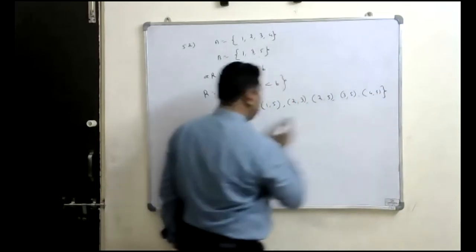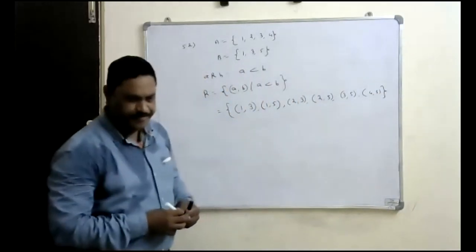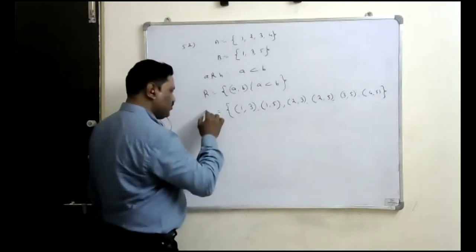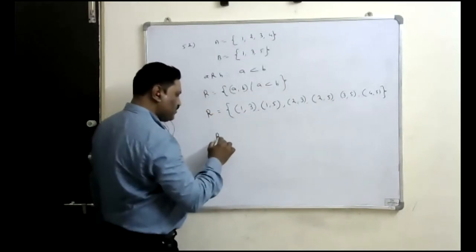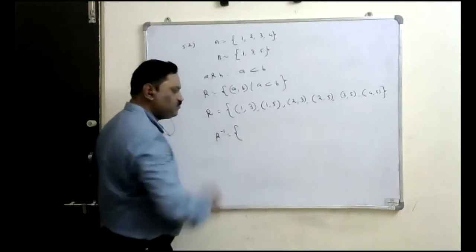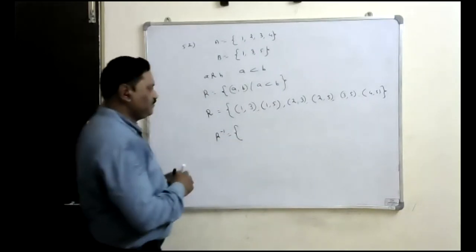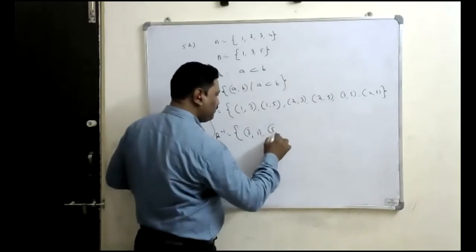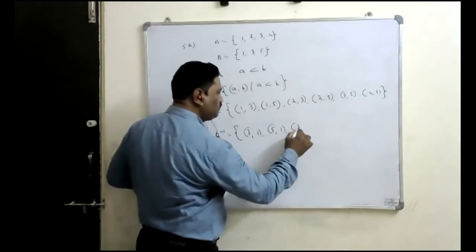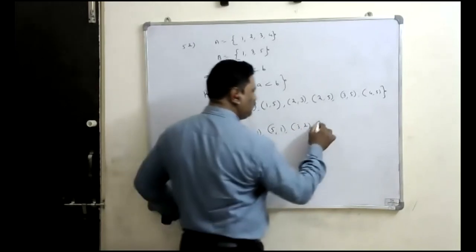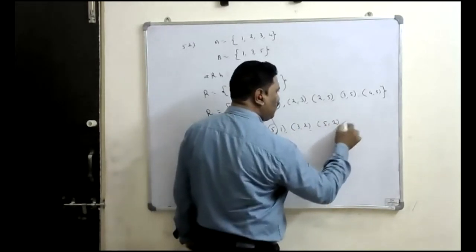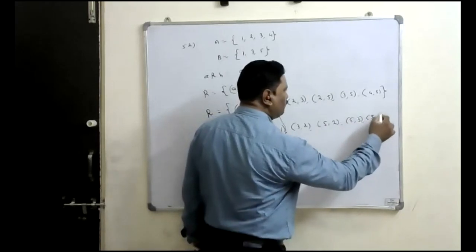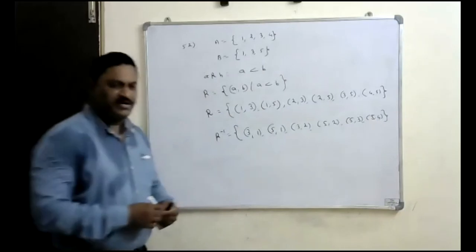That means the first element should be smaller than the second element, a less than b. So this is the relation R that satisfies this. What about the R inverse? It is (3, 1), (5, 1), (3, 2), (5, 2), (5, 3), (5, 4) and so on. This is that one, right?